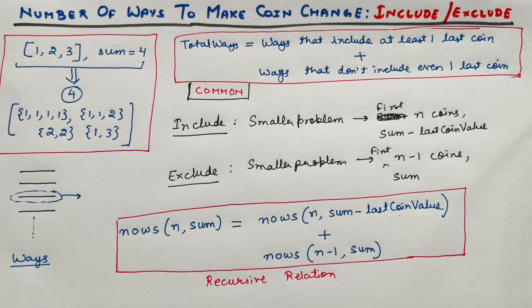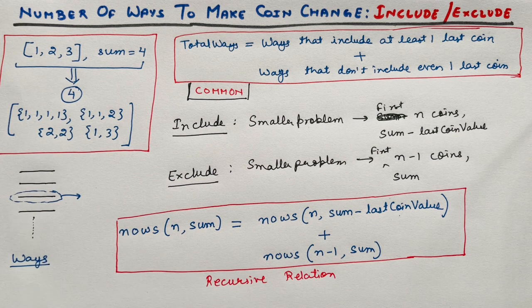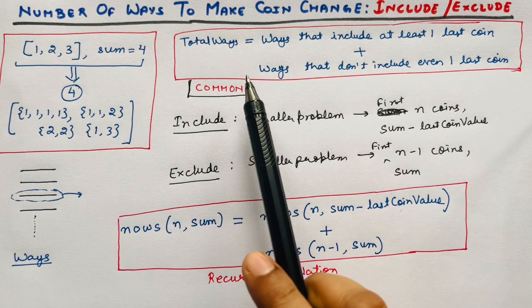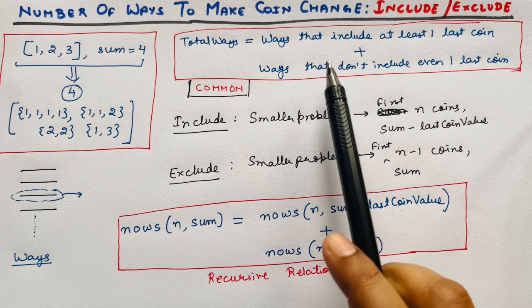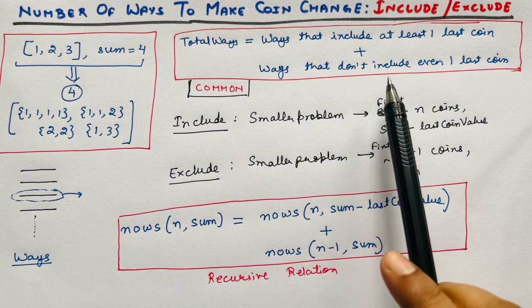Before we move to the bottom-up approach, let us briefly recap how we solved this problem using the top-down approach. First of all, we made an observation that whatever are the ways through which we can make a sum using these coins, those ways either contain the last coin or they don't contain the last coin. Using this observation, we could make this statement that the total number of ways that we are looking for is equal to the number of ways that include at least one last coin and the number of ways that don't include even one last coin.